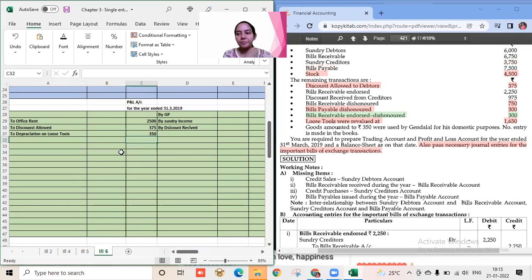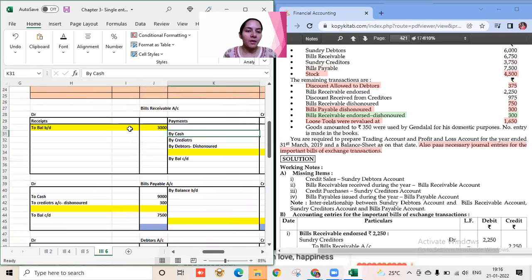Clear? As a balancing figure, we have done that. Next one is goods amounting to rupees 350 were used by Gendalal for his domestic purpose. He used the goods for his own personal use. So that means drawings, right?